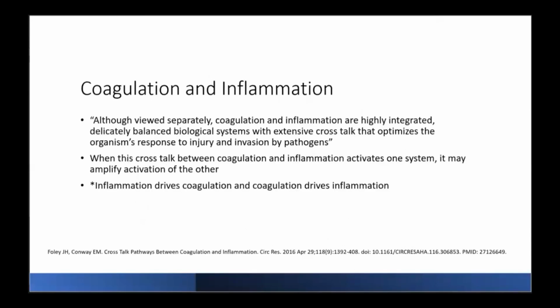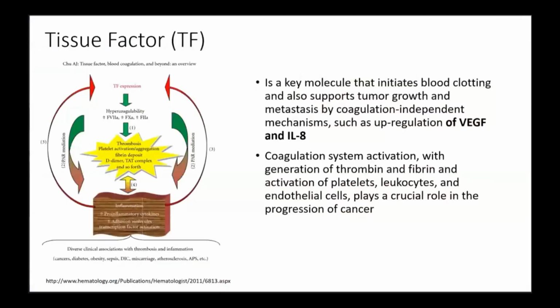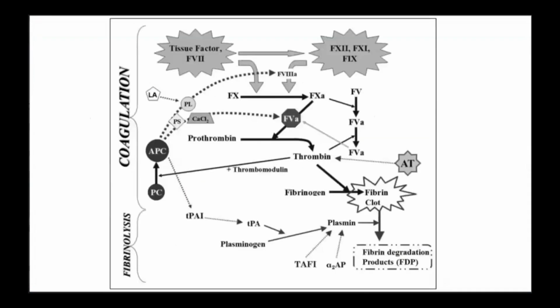So although viewed separately, coagulation and inflammation are highly integrated. Crosstalk between them, where one system gets activated, the other one gets amplified. Inflammation drives coagulation, coagulation drives inflammation. Okay? Tissue factor is positioned at the nexus of coagulation and inflammation. Right? Again, this tissue factor receptor in the middle of it all is the key. And we're not going to go too deep into it, but just so you understand, the point that connects inflammation and coagulation together is this tissue factor. And if you look back here, you'll see tissue factor up at the top there. It's a big part of this process and what kind of starts everything moving.